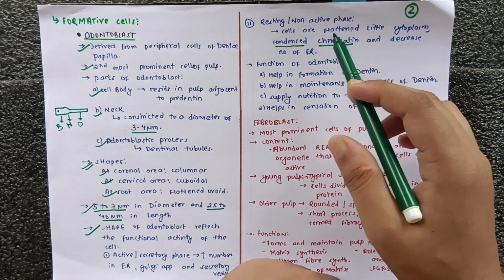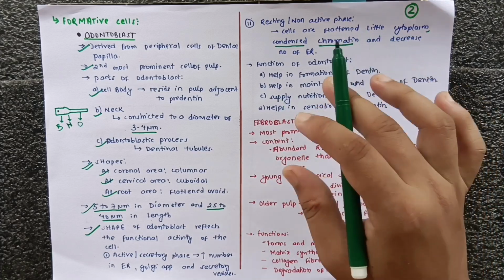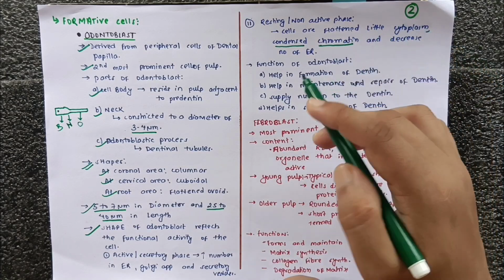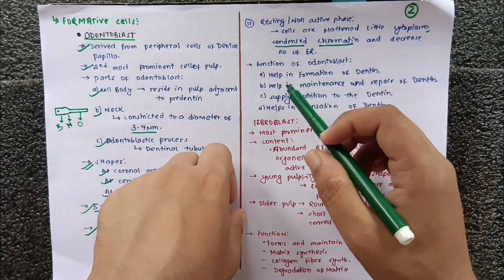So there is no formation of any kind of protein, and no secretory vesicles are forming in the odontoblast in this phase. After that, the functions of the odontoblast I have mentioned here.